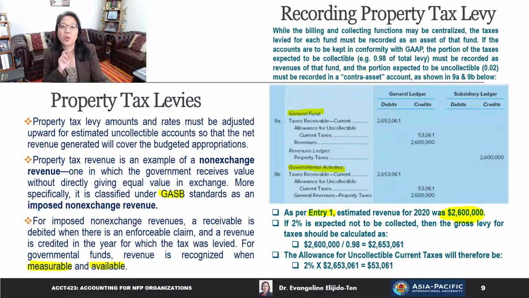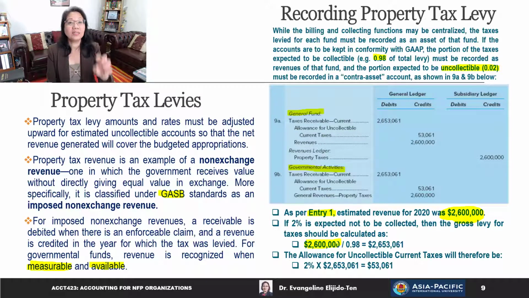Now let's suppose that in the past, the town of Brighton normally just collects about 98% of their total tax levy. And so the other 2% remains normally uncollectible. So the question is, if they wanted to collect 2.6 million in terms of revenue, how much should they levy their residents? Well, this is how we calculate it.